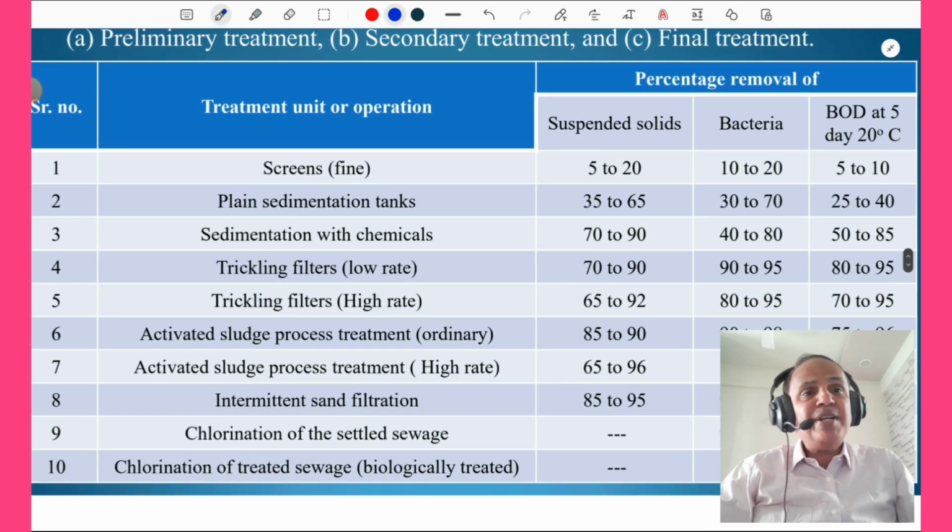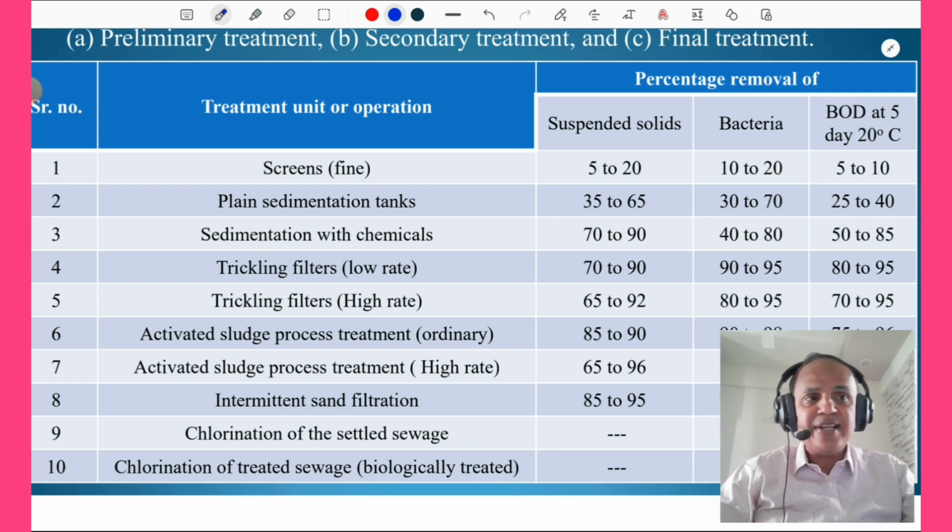We have to discuss the treatment units or operations and the percentage removal of suspended solids, that is very important. Second is bacteria and third is the biological oxygen demand at 5 days at 20 degrees Celsius. That is the standard. 5 days and 20 degrees Celsius is standard for biological oxygen demand, and we discussed that earlier, and it is a very important term as far as wastewater engineering is concerned.